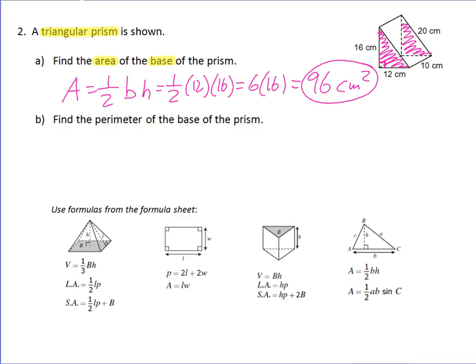And in the second part of this example, we're supposed to find the perimeter of the base of the prism. The perimeter of a triangle, there is no specific formula for that because all you really do is add three sides together. Sometimes all three have different measurements, sometimes some have the same. So we just need to know the measurement of each side and then add all three together.